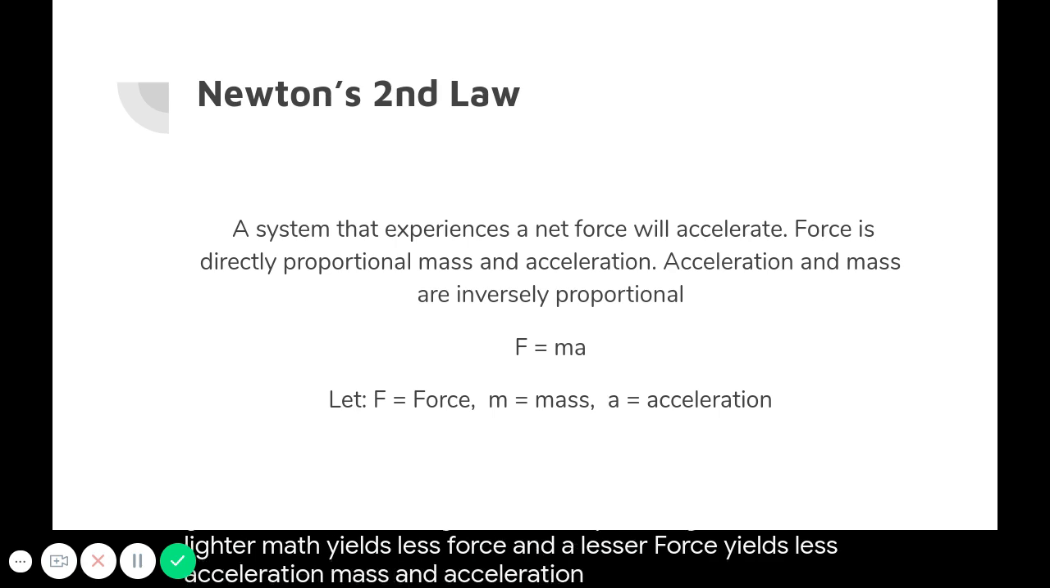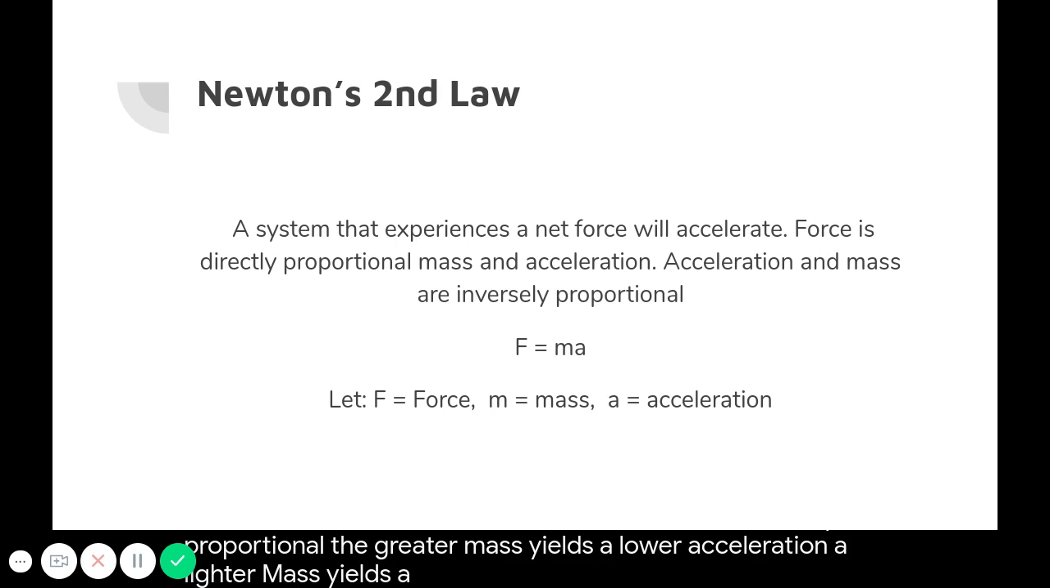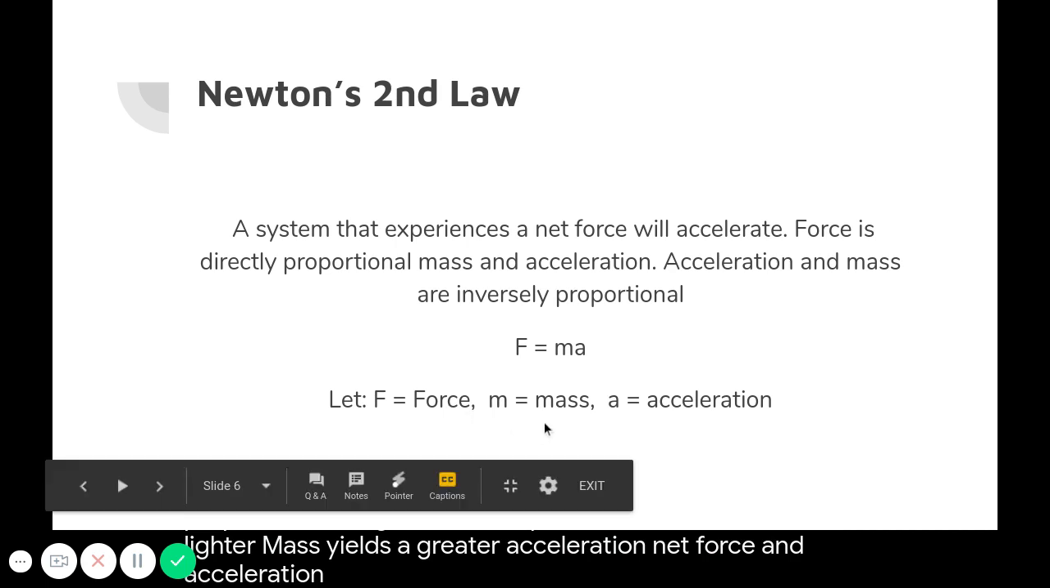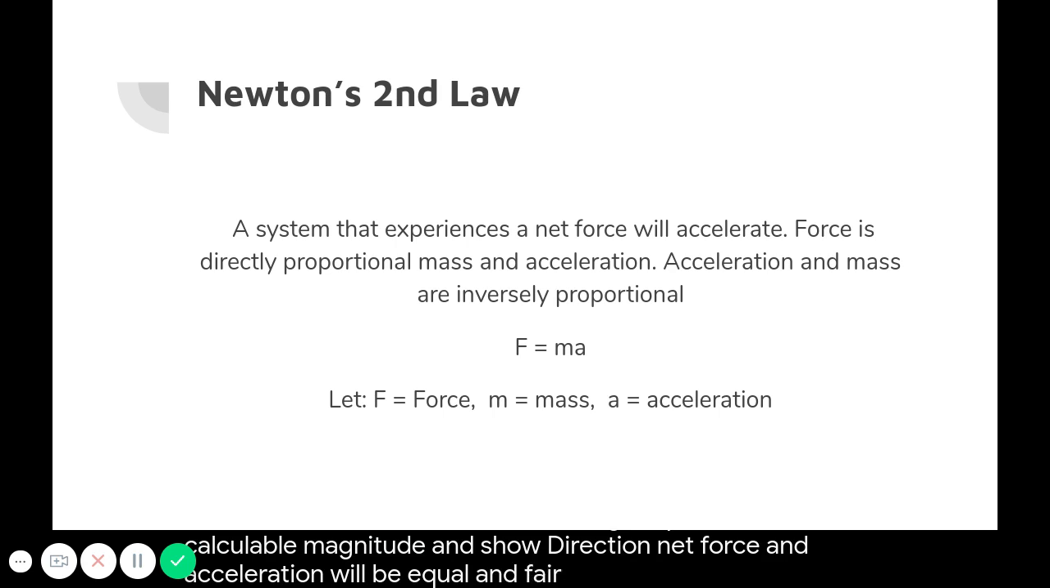Mass and acceleration, however, are inversely proportional. A greater mass yields a lower acceleration. A lighter mass yields a greater acceleration. Net force and acceleration are both vectors, meaning they have a calculable magnitude and show direction. Net force and acceleration will be equal and face the same direction.